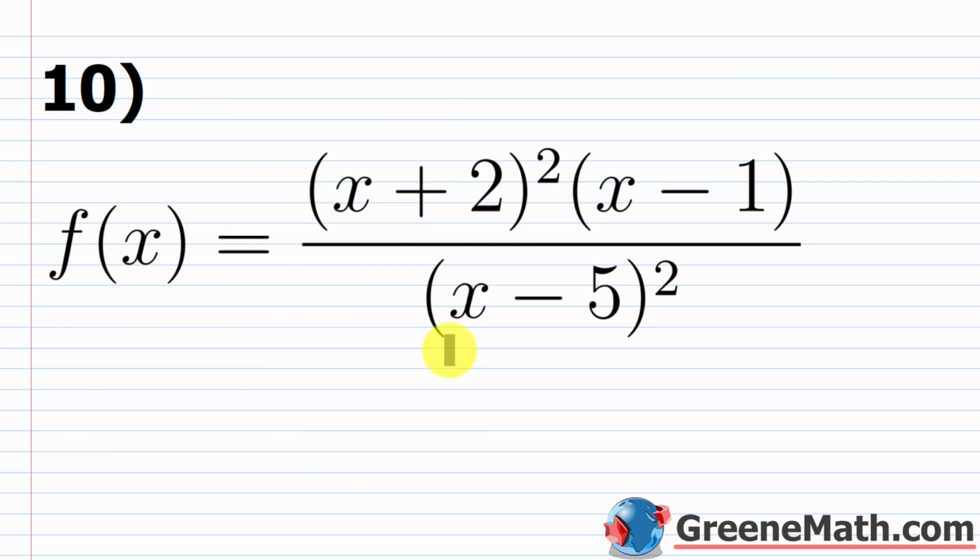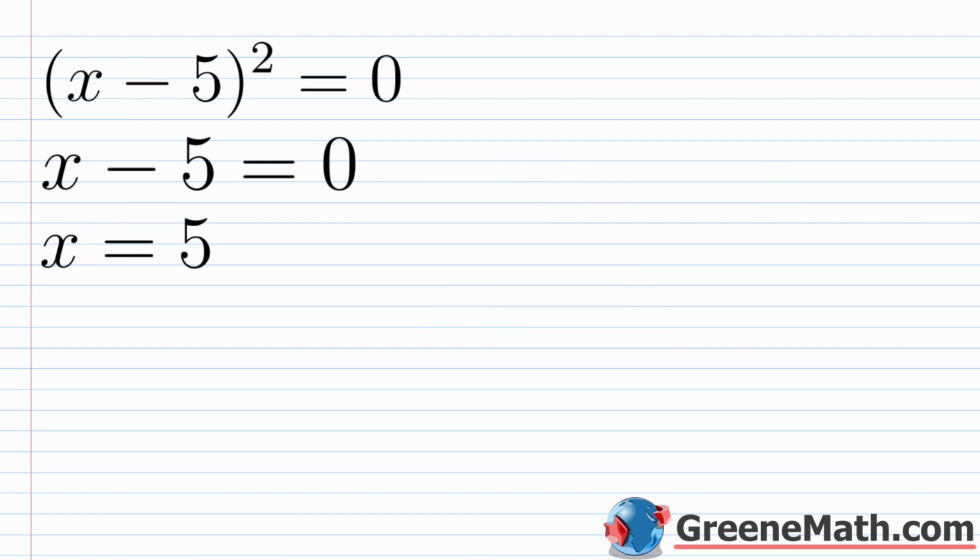All right, for problem 10, we have f of x is equal to the quantity x plus 2 squared times the quantity x minus 1 over the quantity x minus 5 squared. So this guy is going to be simplified already. So what we want to do is move into finding the asymptotes. To find the vertical asymptotes, again, you want to take your denominator, set it equal to 0, and solve. So in this case, we have the quantity x minus 5 squared. For the denominator, we set that equal to 0, and we can solve this by just saying x minus 5 equals 0, add 5 to both sides of the equation, you get x equals 5.